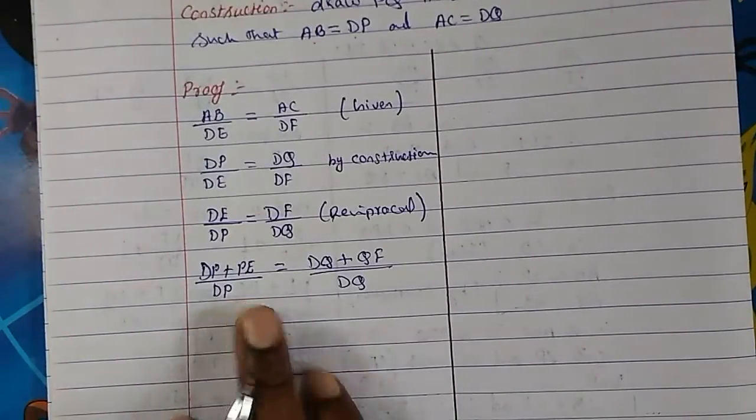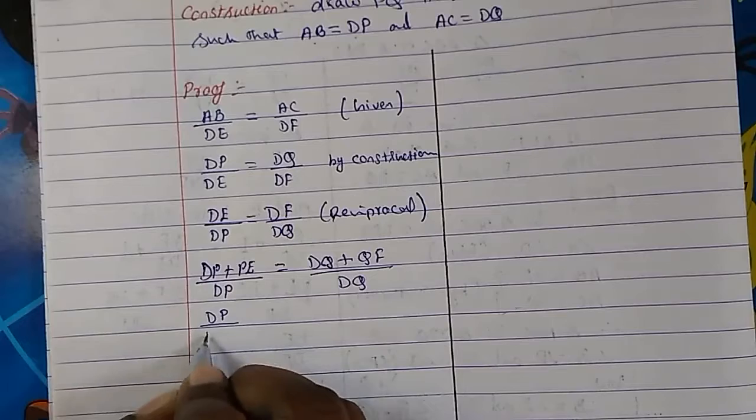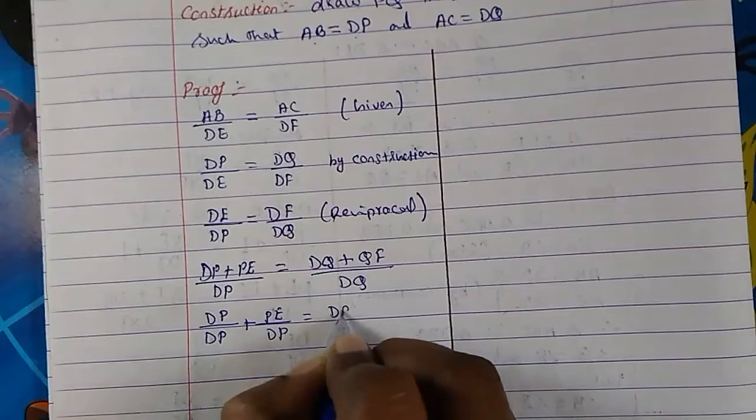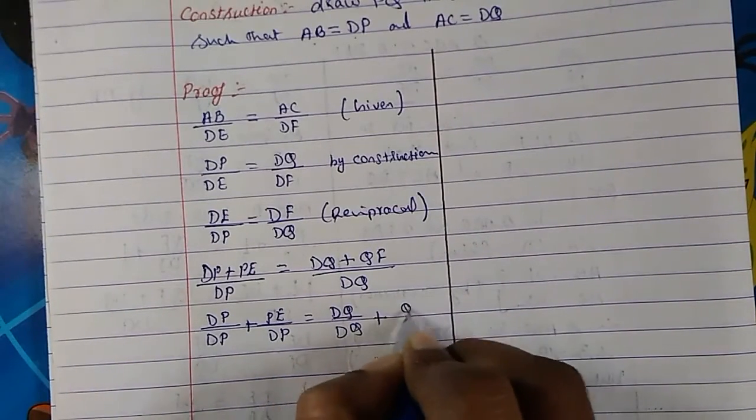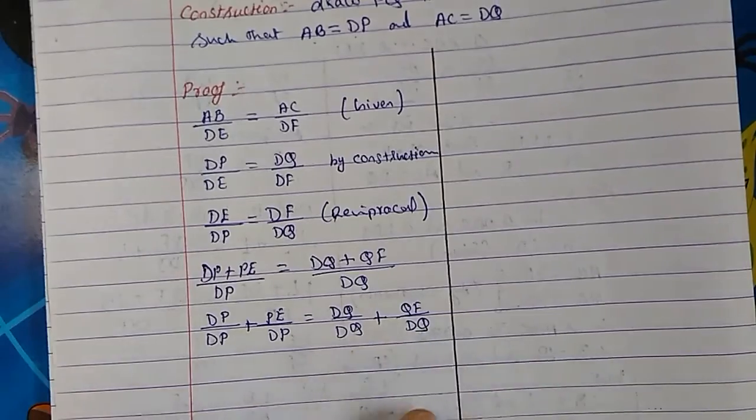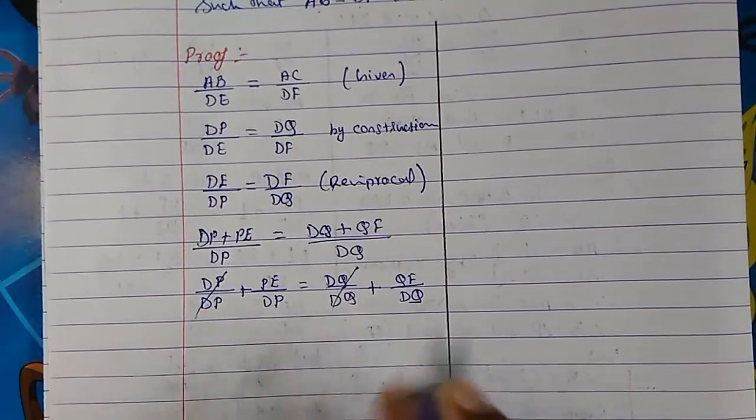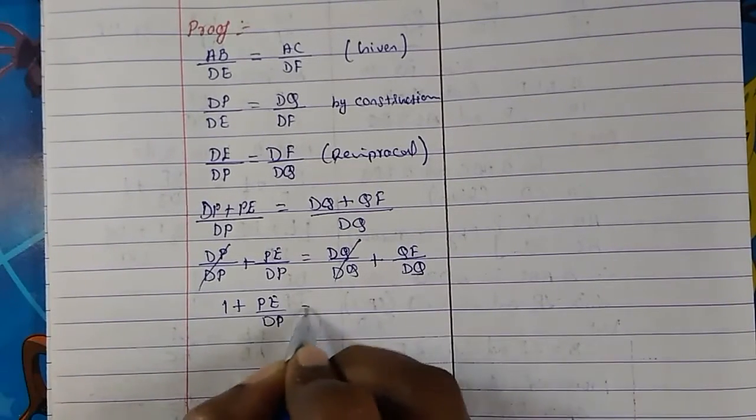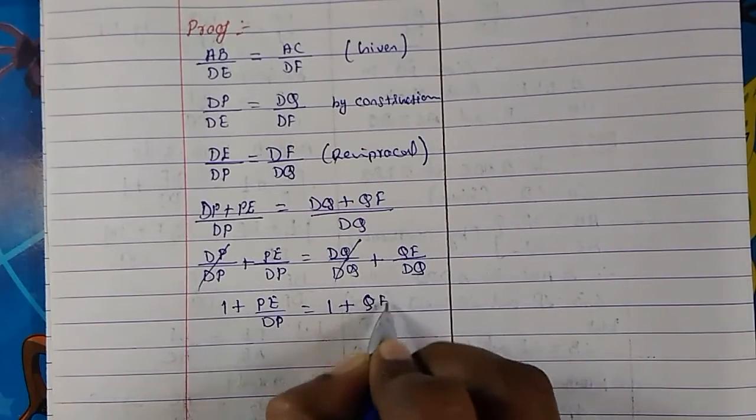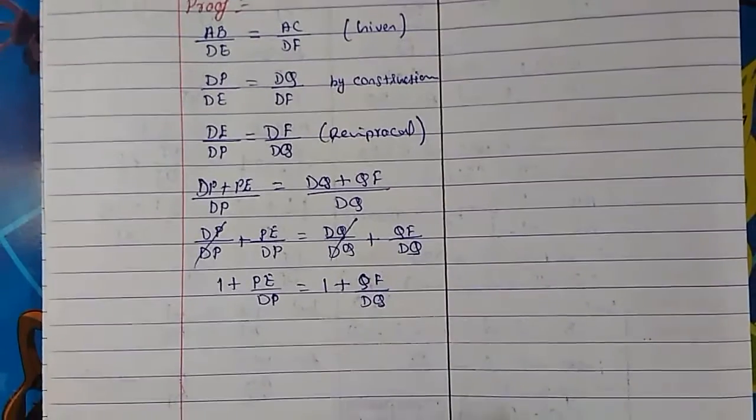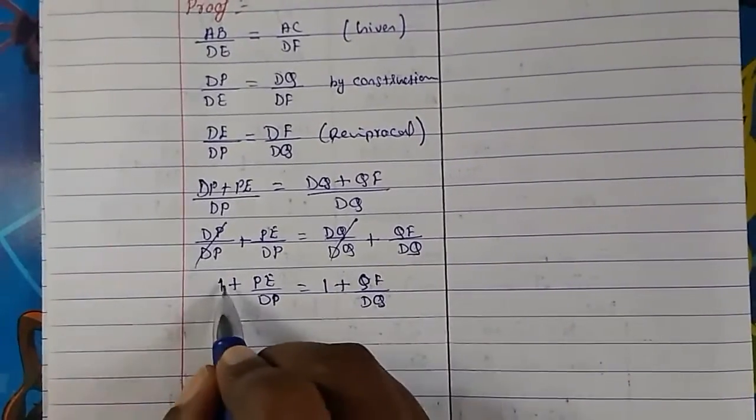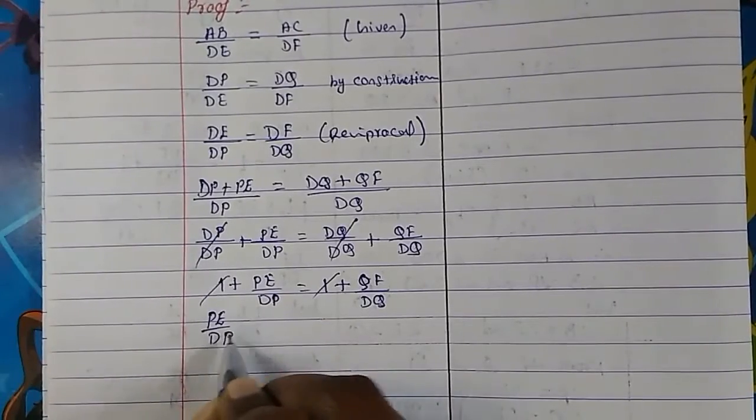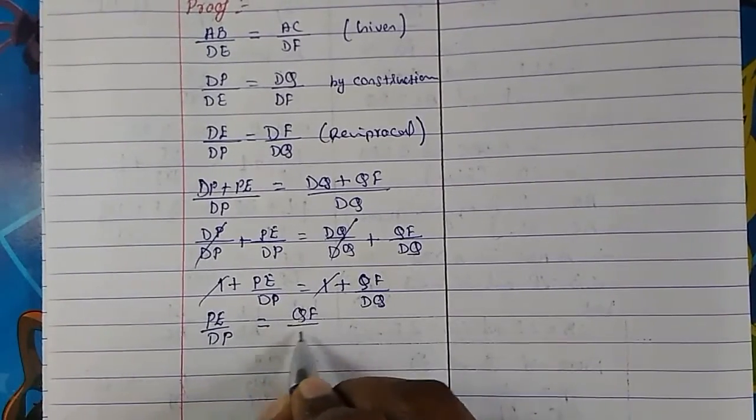Okay, now let's write down separately, DP upon DP plus PE upon DP. Okay, so this gets cancelled, here also it gets cancelled. So what will we have? 1 plus... so now both the sides, 1 is there, let's cancel. So what do we have now? We have PE upon DP, QF upon DQ.